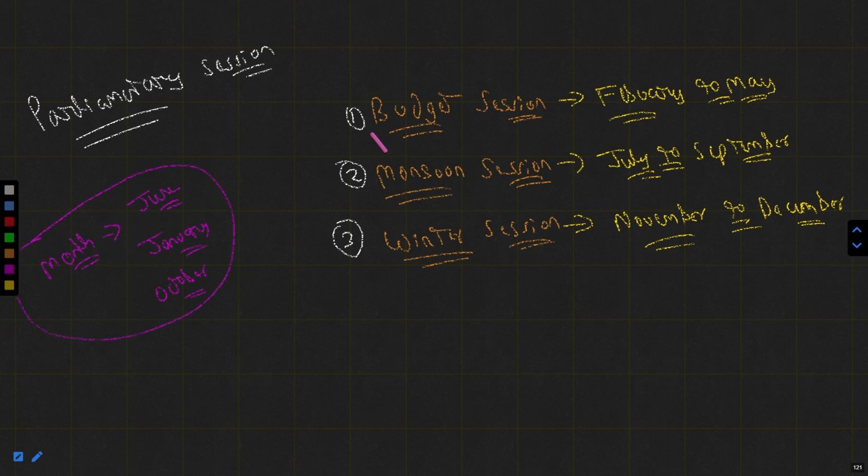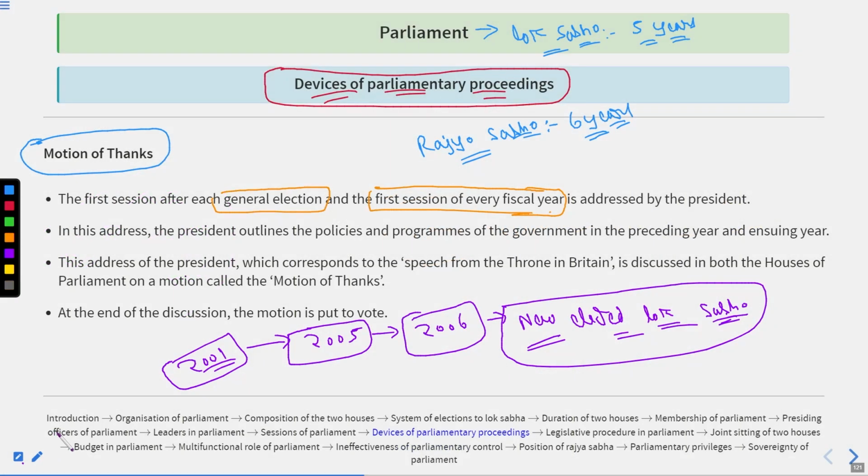As per this, the session name would be decided. Whatsoever session is here, whether it's a budget, monsoon or winter session, whatever the first session will be, who addresses it? The president. The president will address the first session after each general election, whether it's budget, monsoon or winter session. After this, there is a second thing, which is the first session of every fiscal year.